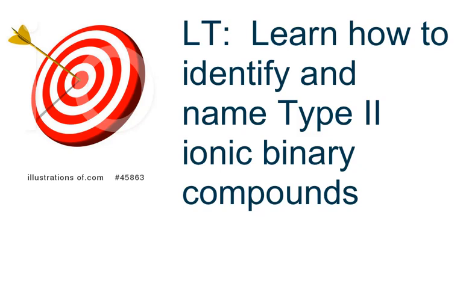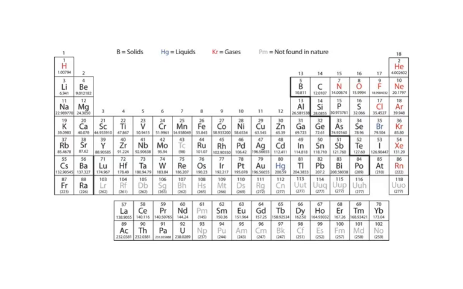The learning target for this video is to learn how to identify and name type 2 ionic binary compounds. So let's first talk about how you can identify type 2 ionic compounds. Type 2 compounds, like type 1 compounds, are going to be between metals and nonmetals. The difference is that in type 2 compounds, the metal is a transition metal.